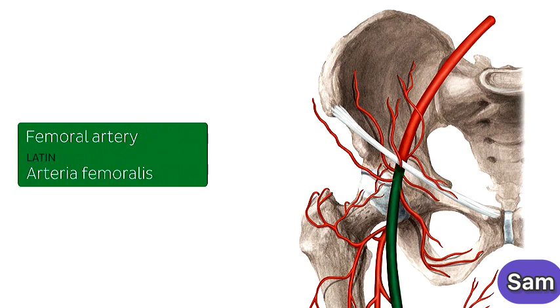So in this illustration, we can see the femoral artery highlighted in green, with the surrounding soft tissues removed.